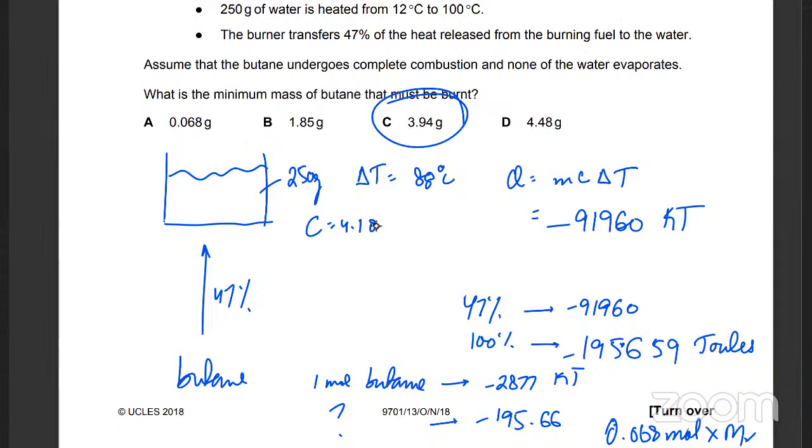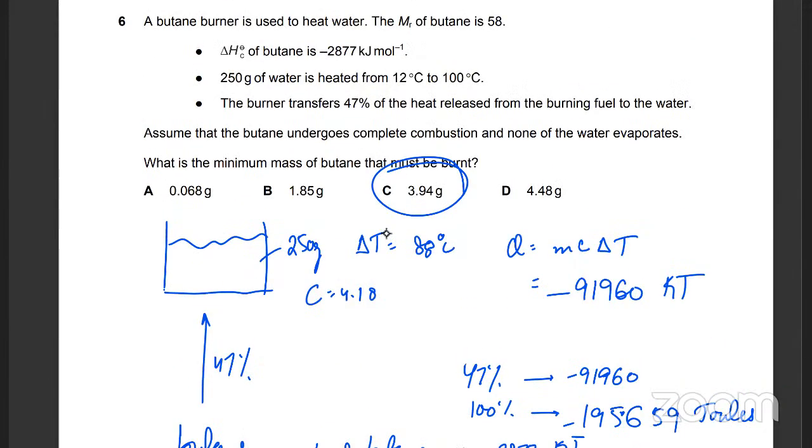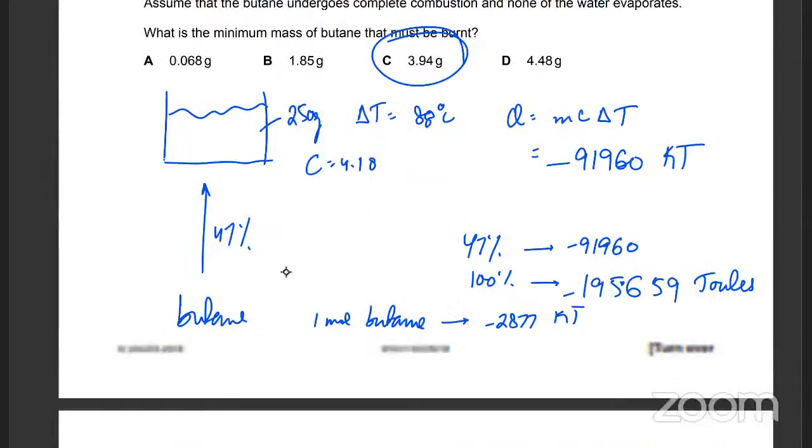One more thing. 4.18 is the specific heat capacity of water, so you have to remember that. Now it's going to be given with the question. Not sure why it's not given over here, but it should be. You should know that it's the specific heat capacity of water, 4.18.